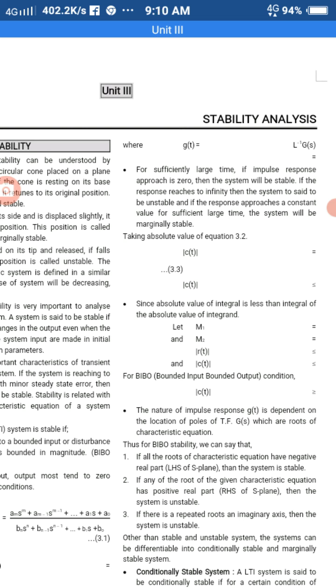From unit number 5, state space representation, there will be transfer function from state space, physical variable form, phase variable forms, controllable canonical form, observable canonical form, solution of homogeneous state equations, state transition matrix and its properties, computation of state transition matrix by Laplace transform method only.